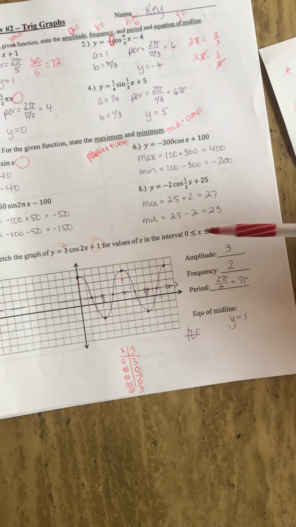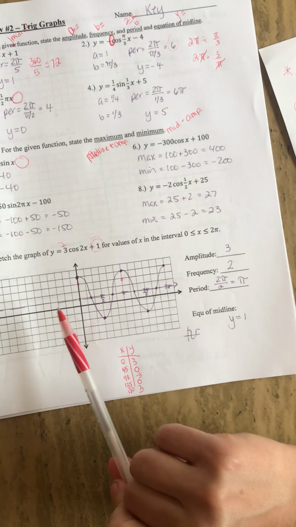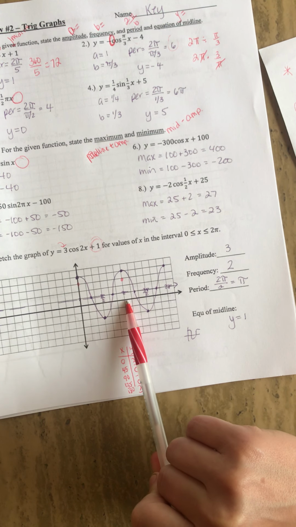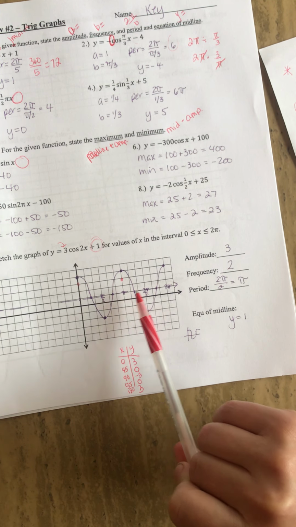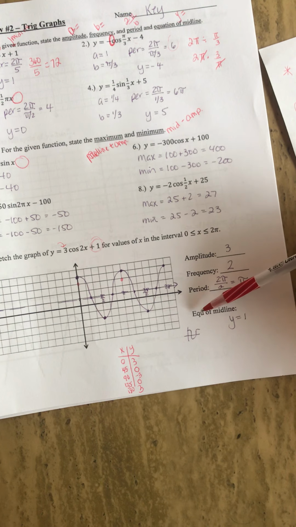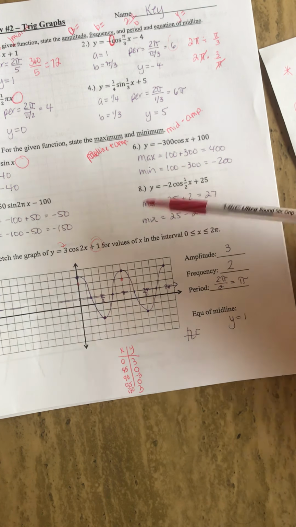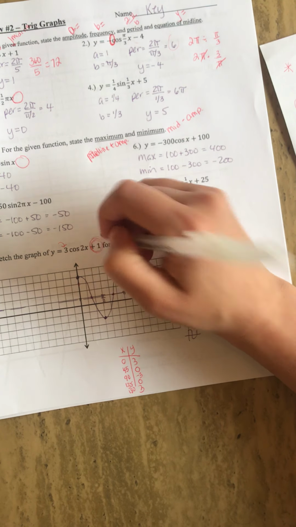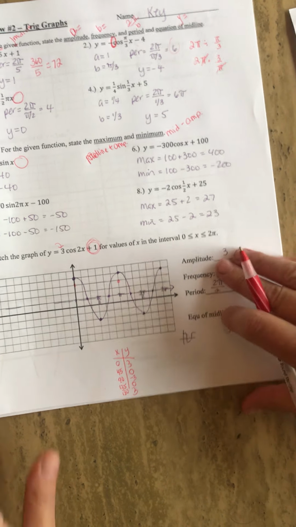All right, so your amplitude is 3, the frequency is 2, the period right here is 2 pi divided by 2, which is 180. That means you're going to see one cycle from 0 to 180, the next one from 180 to 360, and the equation of your midline is y is equal to 1, okay? This is your midline right here, y is equal to 1.